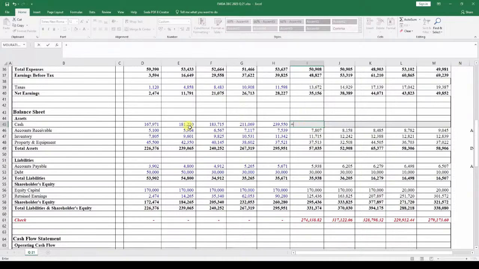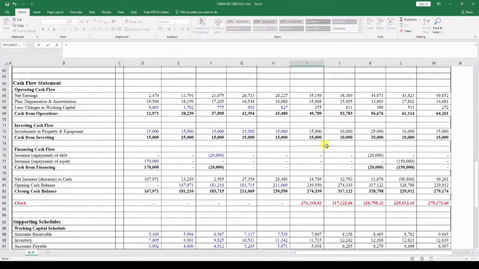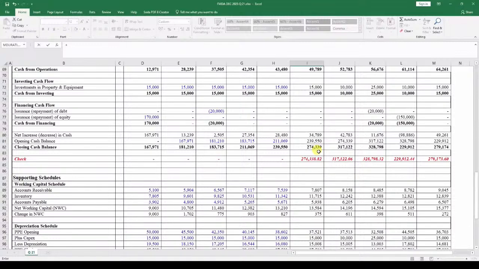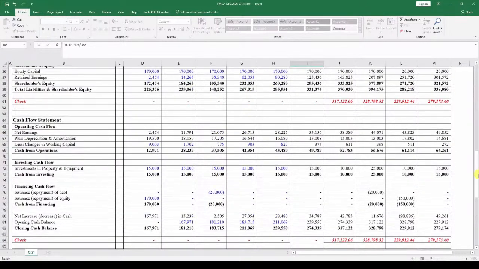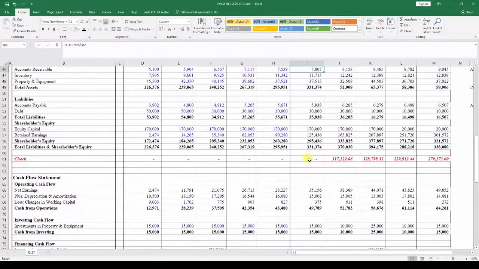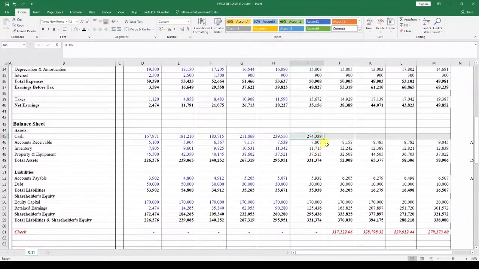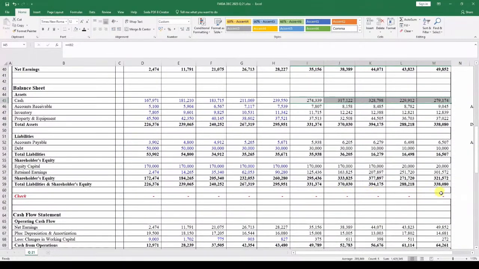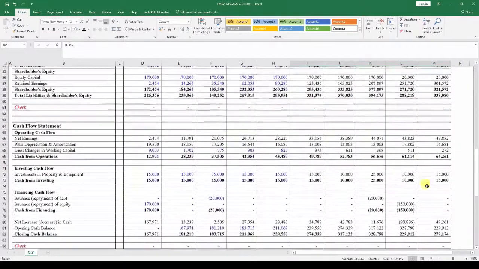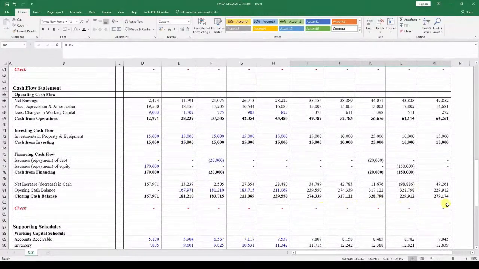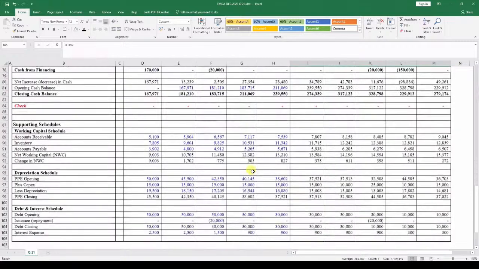So let's see if we link it, whether it's going to balance. We link this cash value with the closing cash balance right here, this one here, and you can see it has balanced. Dragging the rest towards the right is the one that's going to tell us whether we are on the right path. And you can see it has balanced very well. The cash flow statement has also balanced.